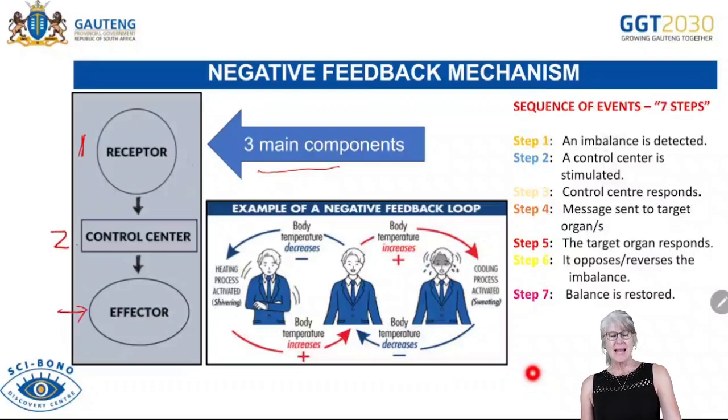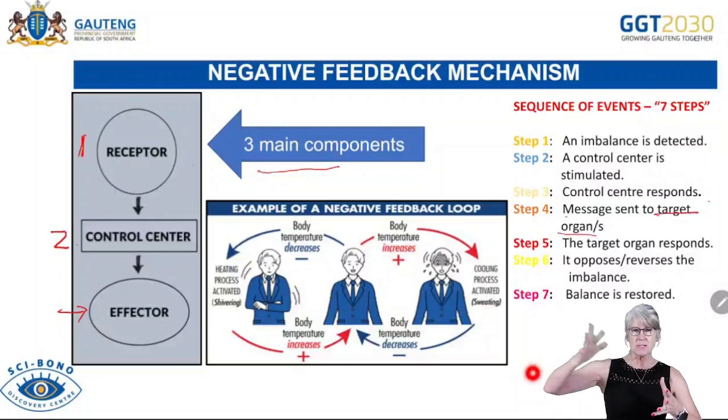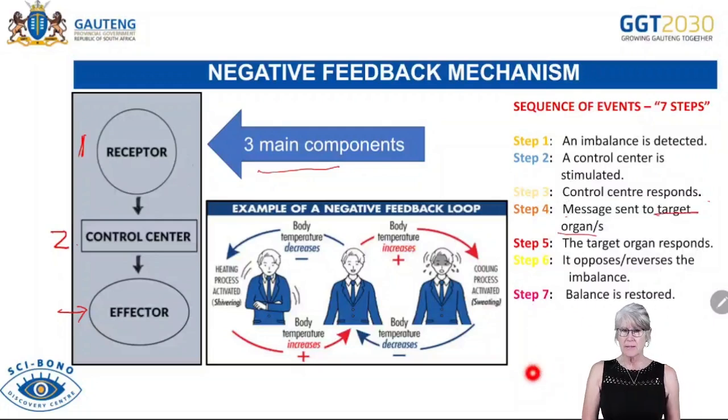So the first thing is an imbalance is detected. So my receptors are going to pick up that there's an imbalance. There's either too much or there's too little. A control center is stimulated. So whichever control center of that specific function, then that control center responds and it sends an impulse to the target organs, and that target organ is going to respond and bring about a change. So it's either going to lower the levels if it's too high, or it's going to raise the levels if it's too low. And then in that way, balance is restored.